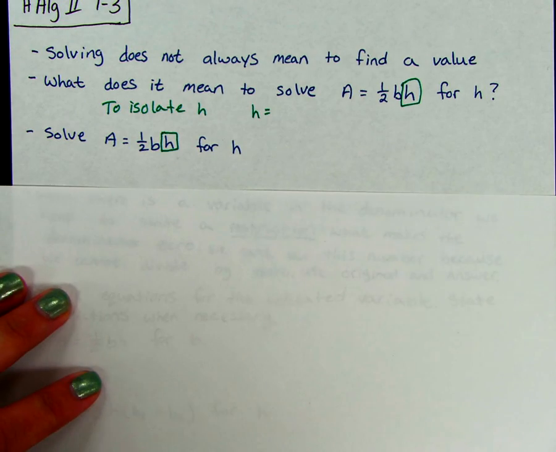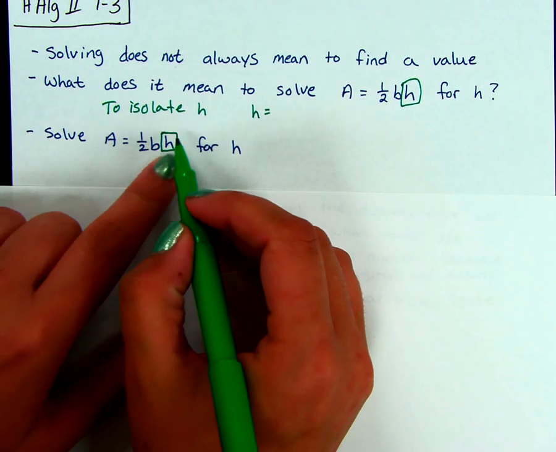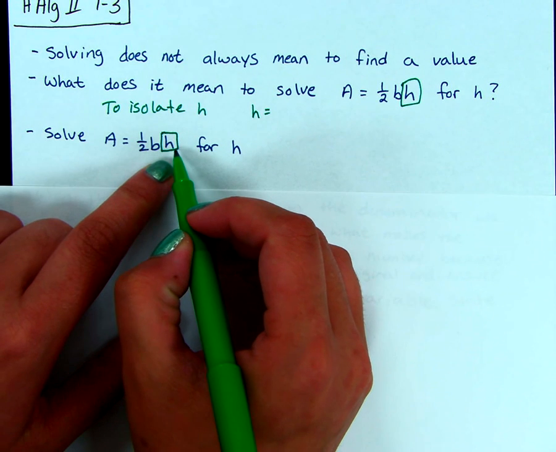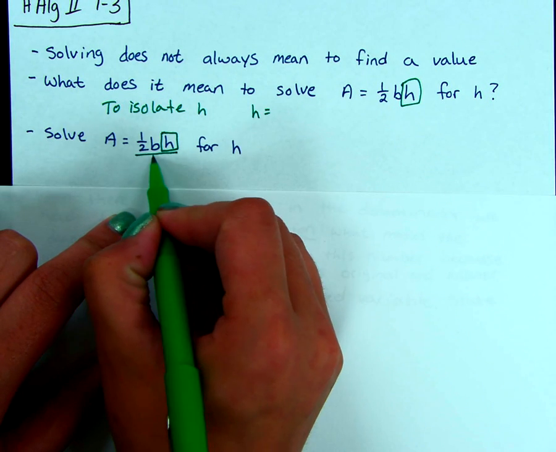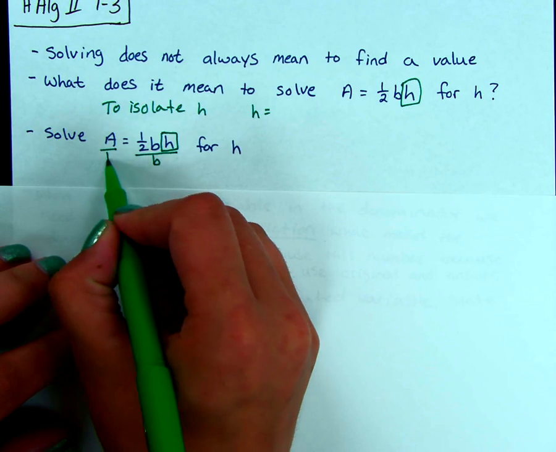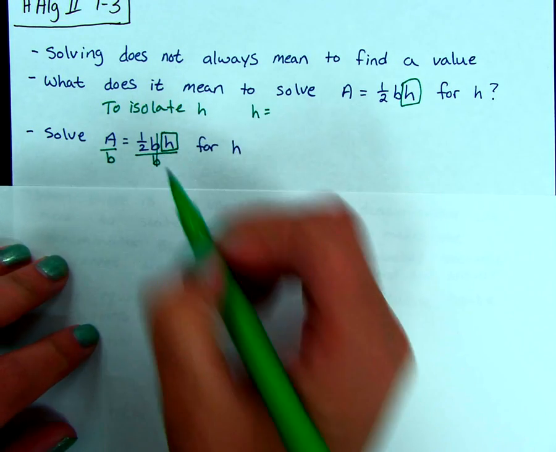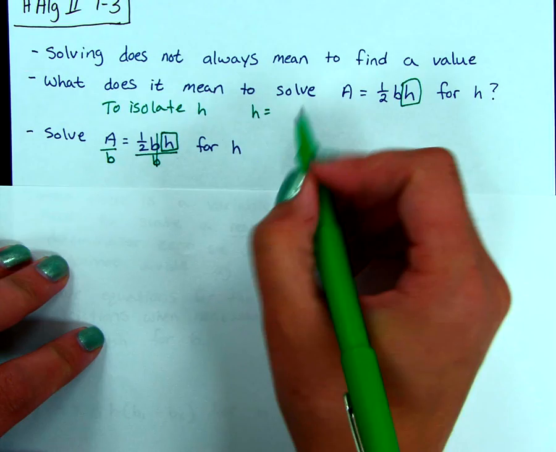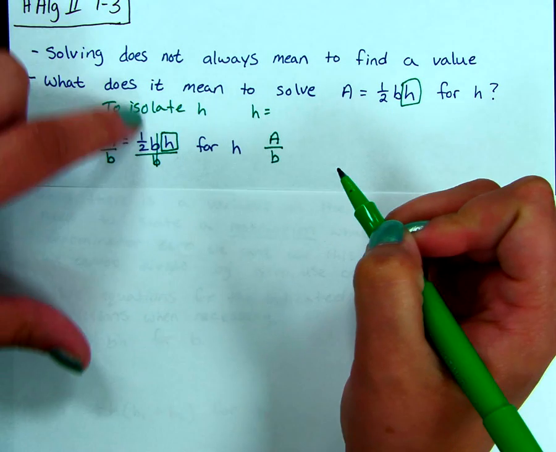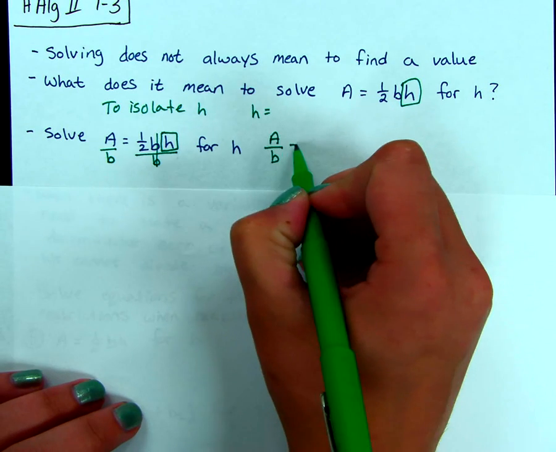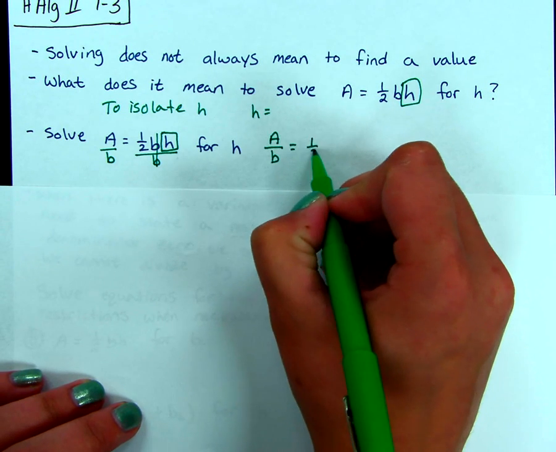And we can do it all at once, or we can do it in steps. I'm going to do it in steps. If I'm trying to get h by itself, I need to get rid of b. So I'm going to divide both sides by b. Here, it's going to cancel. So now I have a over b, that's our left side, equals 1/2 h.